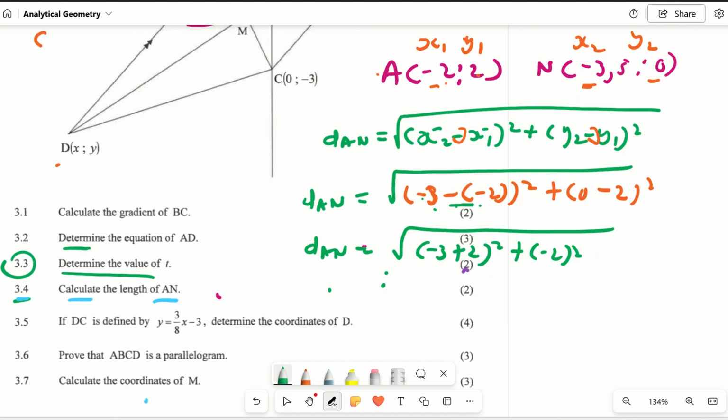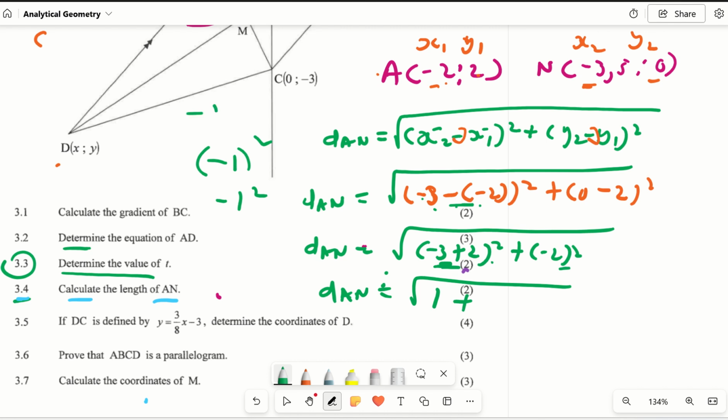Minus 1.5 gives us minus 1.5 squared. Minus 1 in brackets squared gives us positive 1, but minus 1 without brackets gives us negative 1, so be careful. This is with brackets, so it gives you positive. Plus minus 2 in brackets squared gives you positive 4, but minus 2 without brackets squared gives you negative 4. This one is in brackets, so be careful. Therefore the distance of AN is root 5 units.